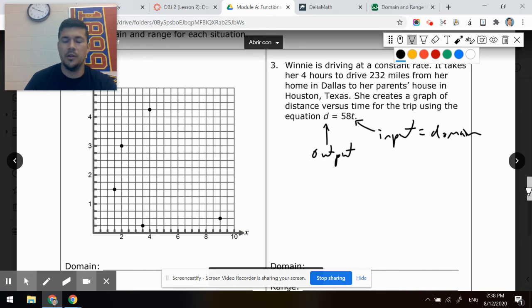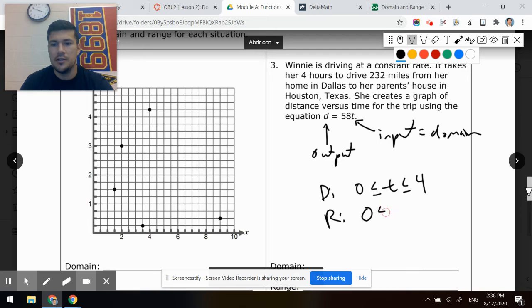And that's something else to specify: your inputs are your domain. So my t for time, what is the time in this problem? Well, you're driving, it takes you 4 hours. So your domain is really 0 is less than or equal to t is less than or equal to 4. While your range says you drive 232 miles. So your range starts at 0 is less than or equal to your distance, which is less than or equal to 232.